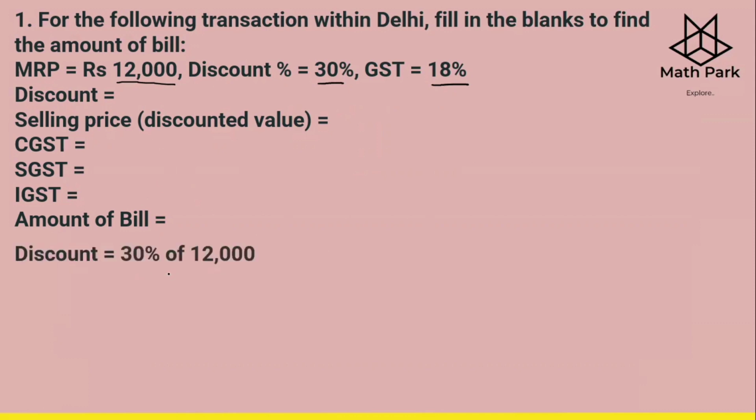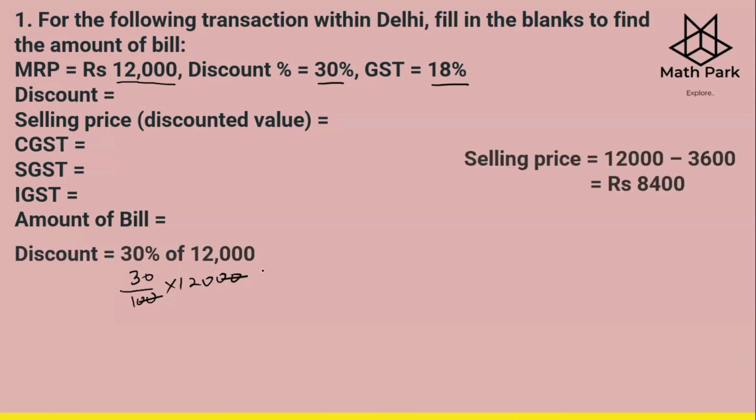So discount is 30% of 12,000, which is 30 by 100 into 12,000, which we get as 12 times 3 is 36. So we get this as 3,600. So 3,600 is our discount. So here we write discount is rupees 3,600. Next, you are asked to find the selling price. So the discounted value is the price which is MRP minus the discount, which is 12,000 minus 3,600. It is 8,400 is the selling price. So selling price is rupees 8,400.